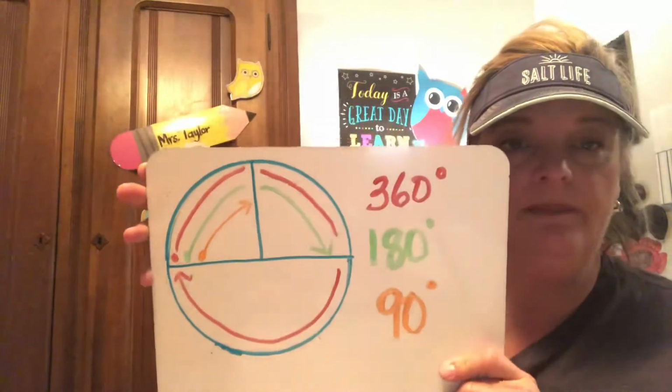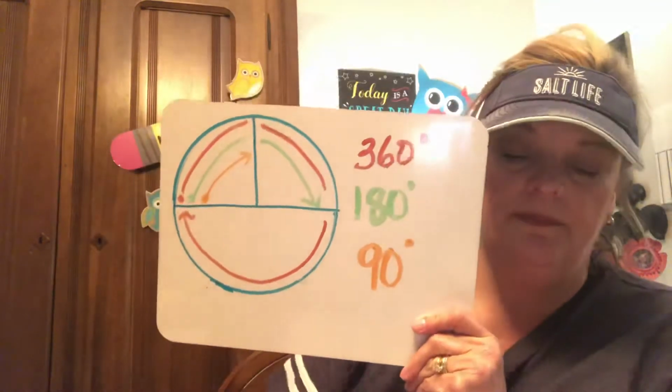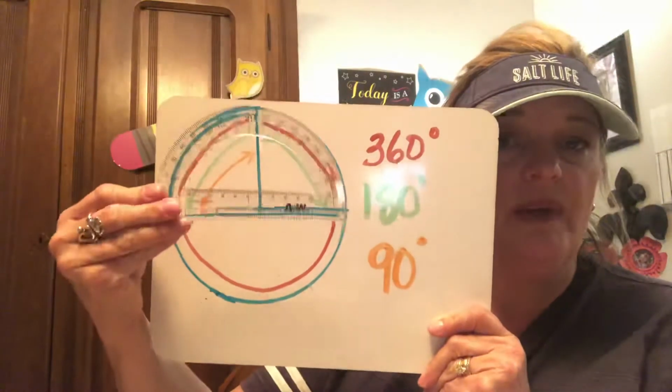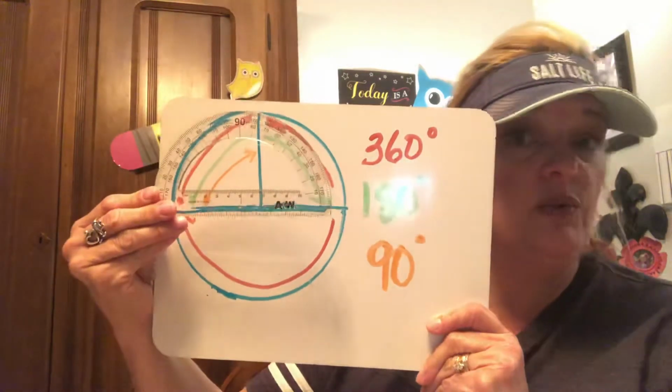So what we're doing, I took my protractor, which if you don't have one, that's okay. If Mama goes to the grocery store, she can find them at like 99 cents. It'd be good to have so you can measure.